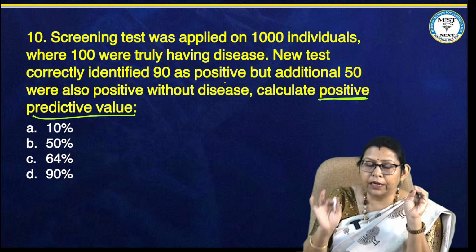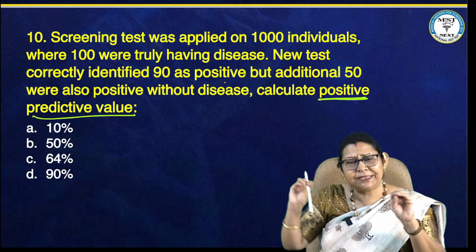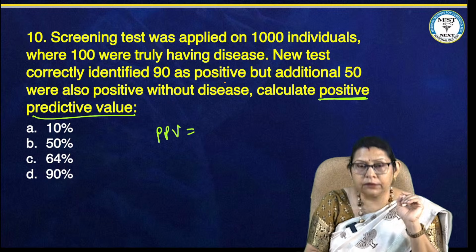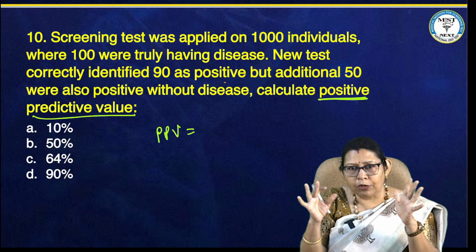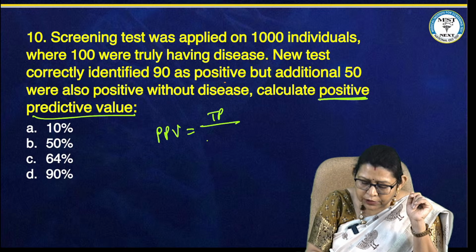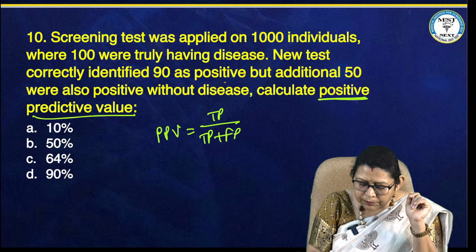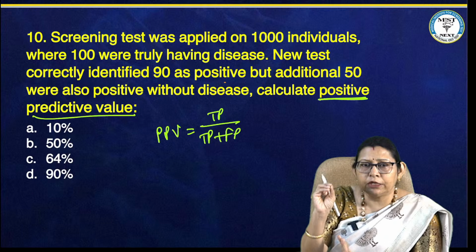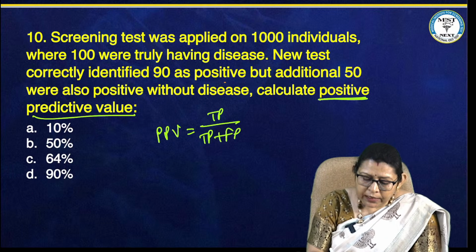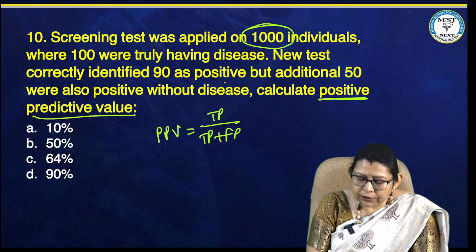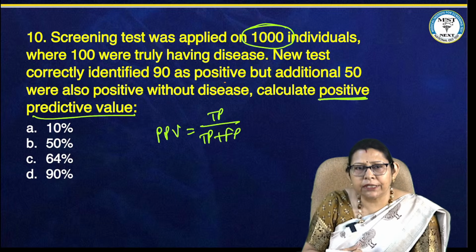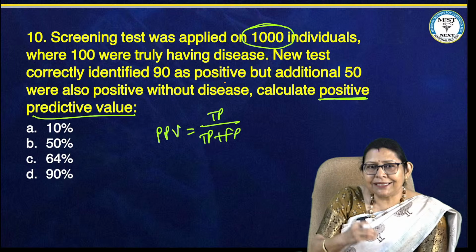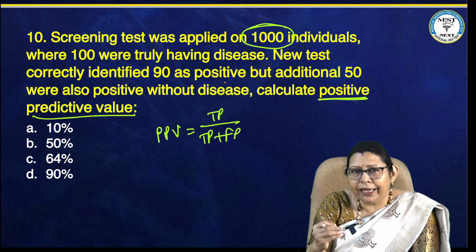Okay. Again, recall the formula. So the first step is to see what they are trying to ask. Positive predictive value, again a quick catch for the formula, all positive. So it is true positive divided by true positive plus false positive. Okay, now I need two figures, true positive and false positive. Screening test is applied on 1000 individuals, total 1000 say, and 100 were truly having the disease. A new test is correctly identifying 90 as positive.